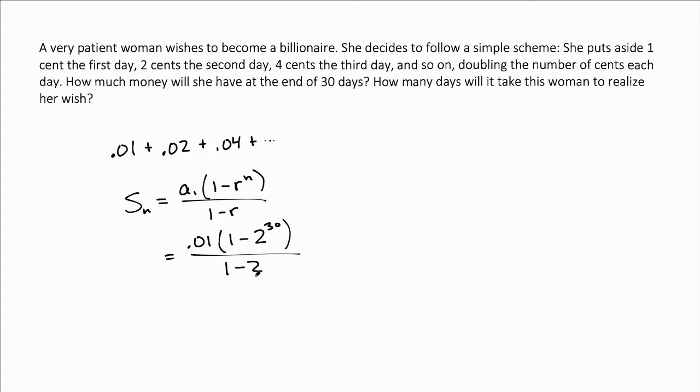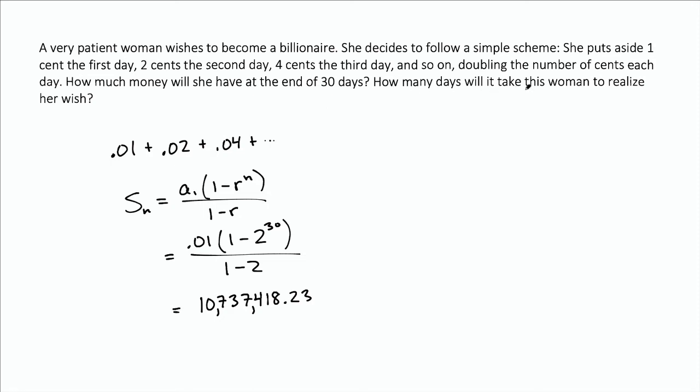So we plug this into our calculator and we get 10,737,418.23. So that is $10 million, $737,418 and 23 cents. Not too shabby at the end of 30 days.